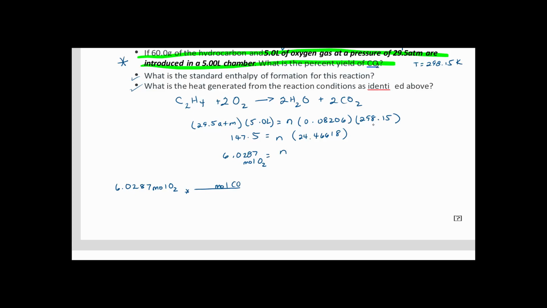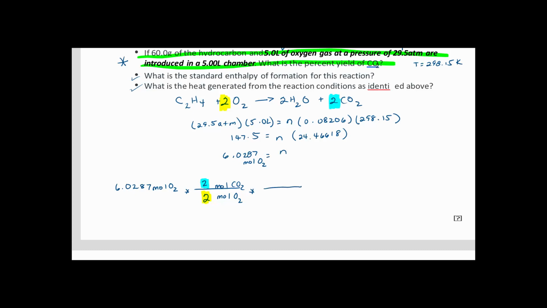In order to do that, I need the balanced chemical reaction. That's why I wrote it first. So these values come from here. The 2 for carbon dioxide is 2 moles of carbon dioxide produced for every, let's do yellow, 2 moles of oxygen that are reacted. So that's here, and I should have yellowed that as well. That's where those values come from. So now I can convert those moles of oxygen into moles of carbon dioxide.